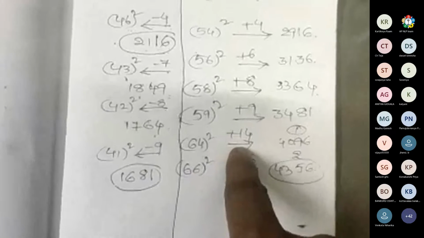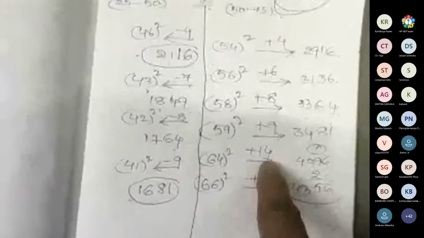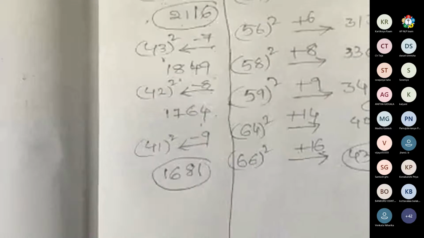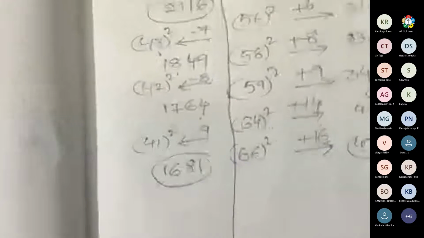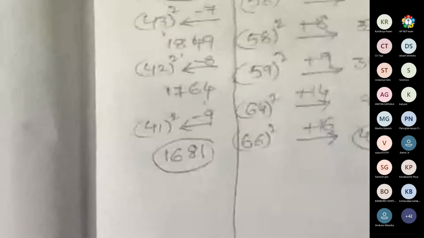14 more. 14 square is 196. 1 carry, 96 result. Okay, 25 plus 14 is 39. 39 plus 1 is 40. Answer 4096. Right?